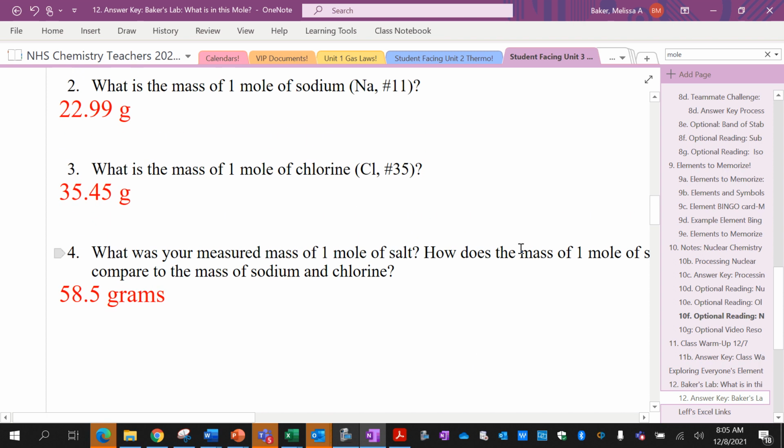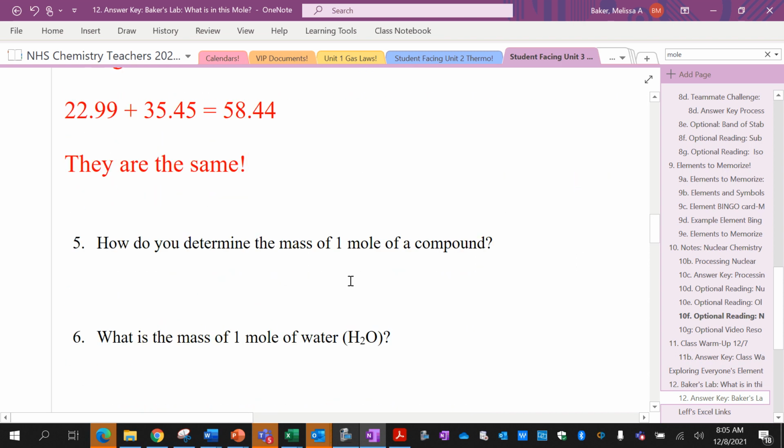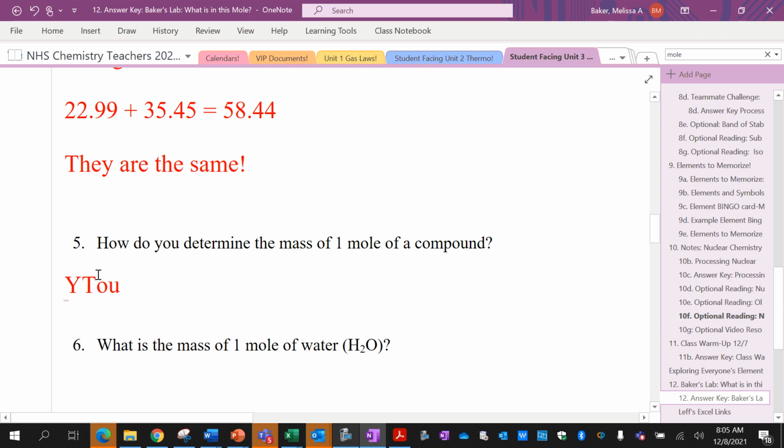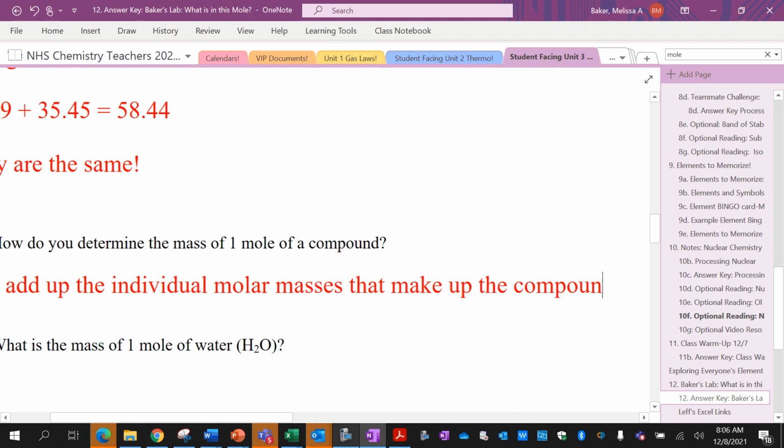So let's see, what happens if I add these? 22.99 plus 35.45. 58.44, yeah, so it's about the same. They are the same. How do you determine the mass of 1 mole of a compound? You add up the individual molar masses that make up the compound.